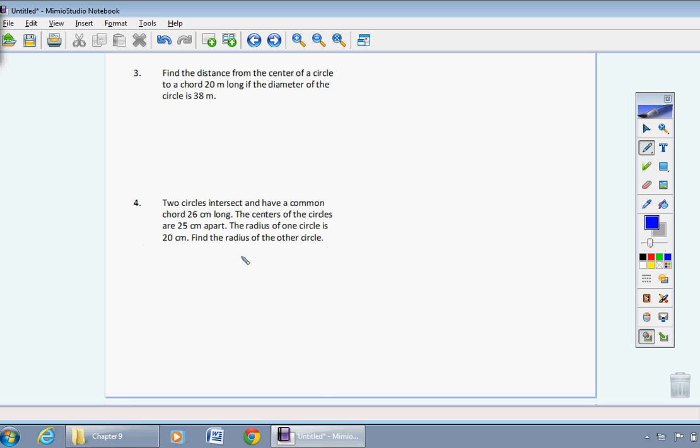So here it says that we have two circles that have a common chord. So I know that these two circles intersect. And if these two circles intersect, there's really only one spot where they can actually have a common chord. So a chord that is a part of both circles, and that would be this chord right here. Now, it tells us that this chord is 26 centimeters long. So we'll get there in a second.